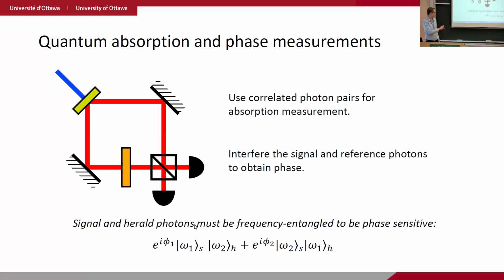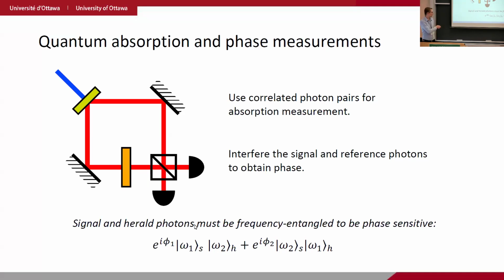This is where our work comes in. So what we're trying to do is use a heralded method similar to Klitschko's idea. However, we're going to build it into a type of optical interferometer that also allows us to extract the phase of the sample as well.